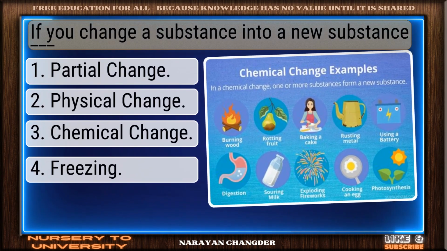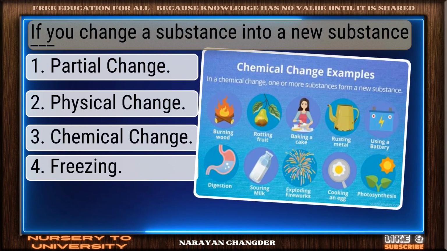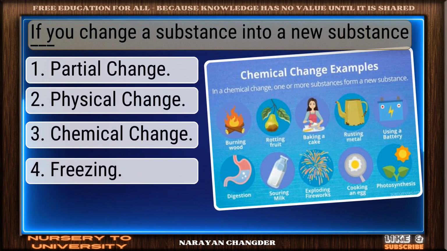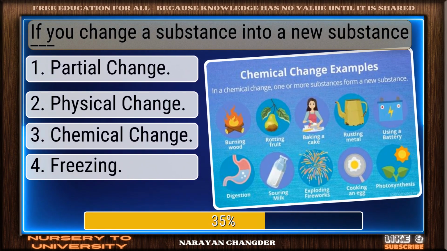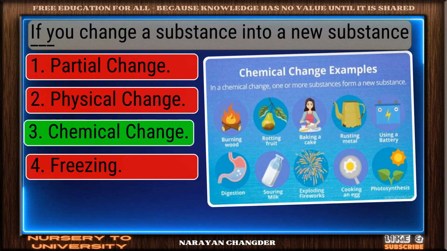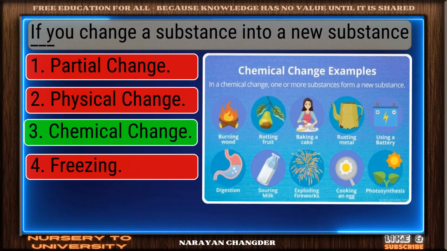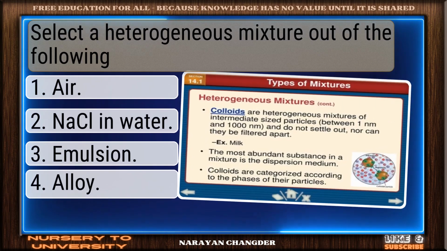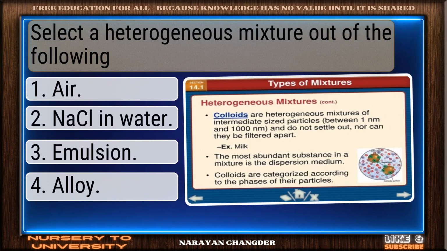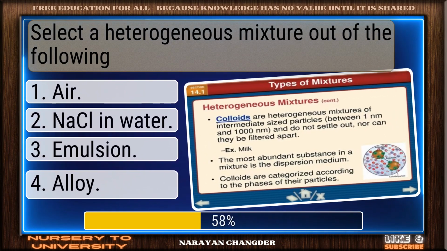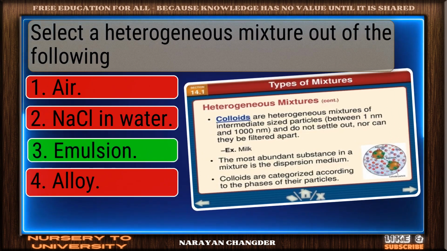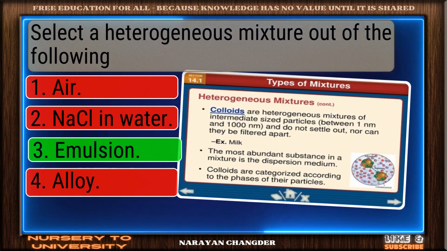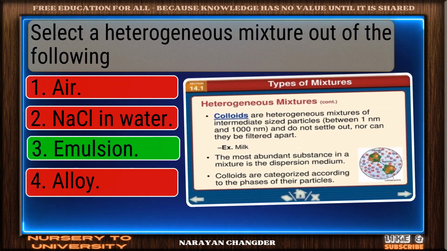Question number 178. If you change a substance into a new substance, dash. On track. Chemical change is the correct answer. Question number 179. Select a heterogeneous mixture out of the following. Sharp thinking. Emulsion is the right choice.